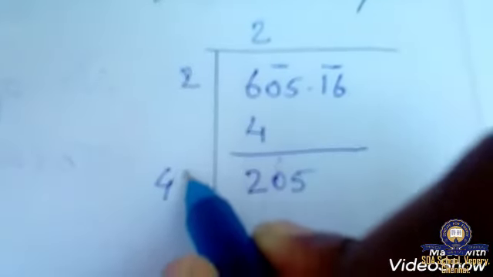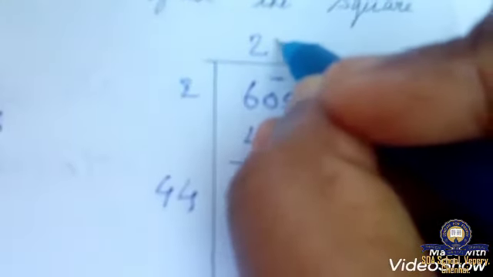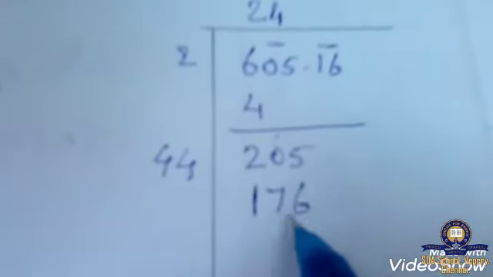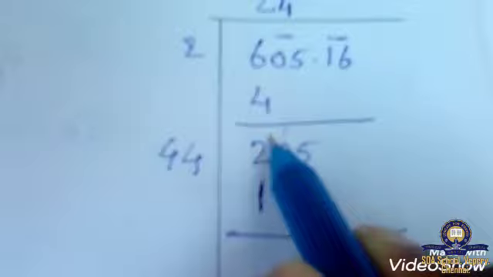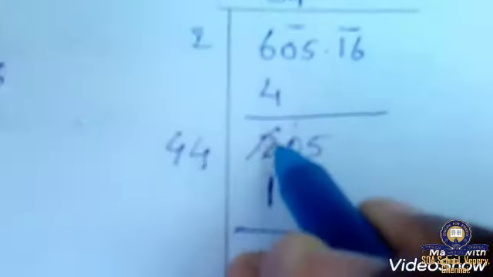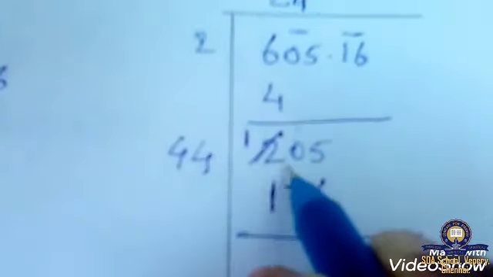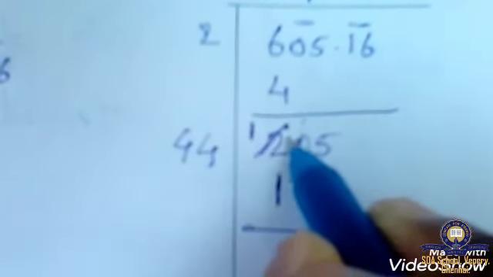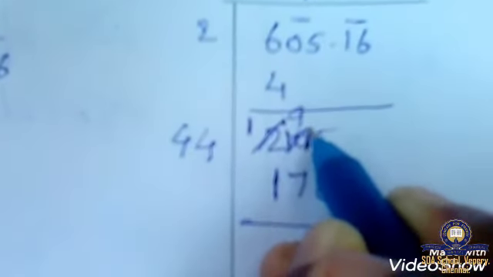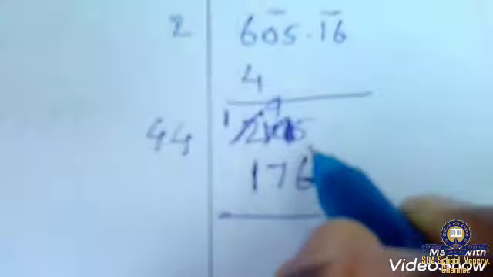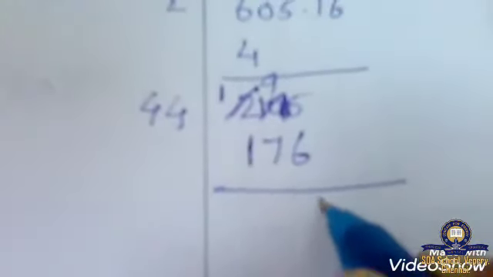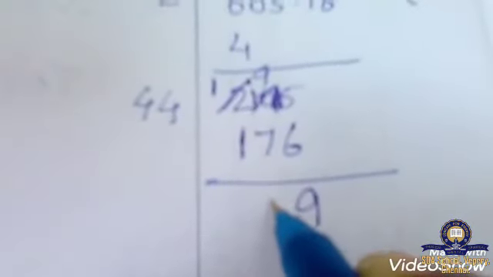So now put 4 on the left side as a quotient. So the term is 176. When we subtract this, we can't subtract 5 minus 6, so let me borrow. When we cancel it, it makes 1, and 10 changes to 9, and it has 15. So 15 minus 6 is 9. 9 minus 7 is 2.